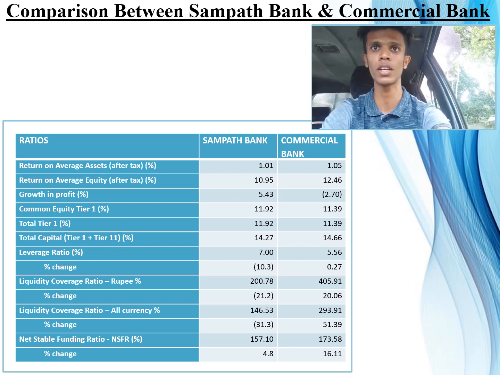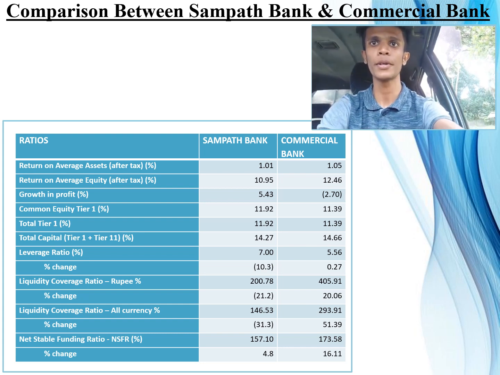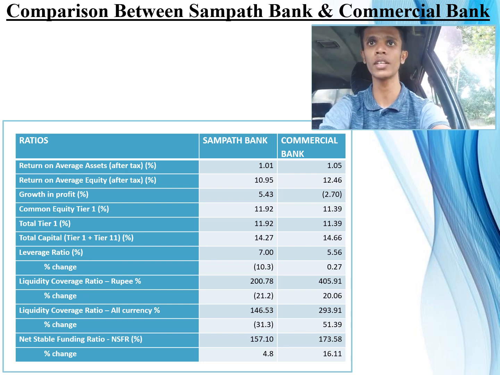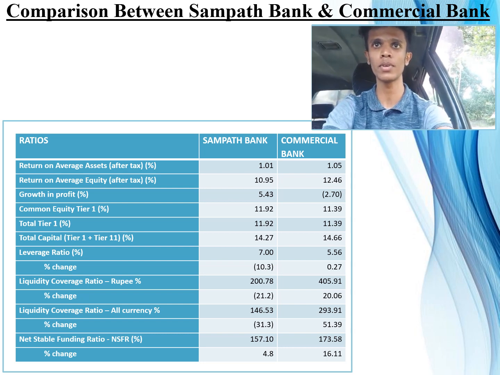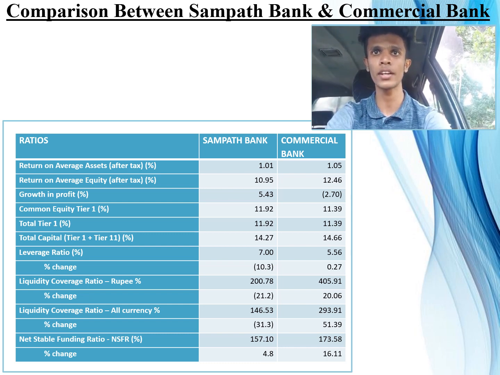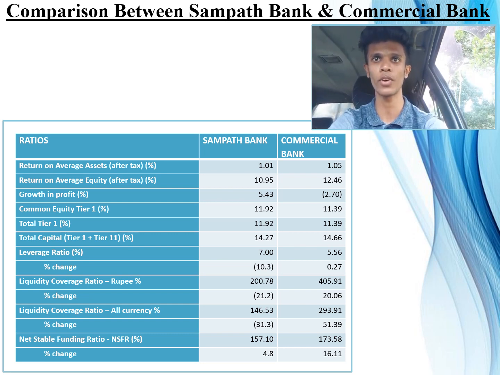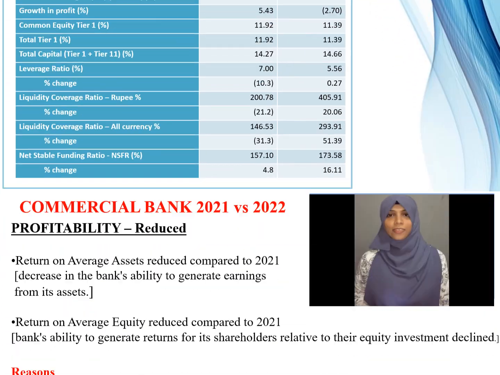In summary, the Commercial Bank generally exhibits slightly stronger financial ratios in terms of return on average assets, return on average equity, total capital and liquidity, but it faces a decline in profit. Sampath Bank has positive profit growth, a higher return on average assets and a stronger leverage ratio, which indicate better asset utilization and capital efficiency. The choice between the two banks would depend on various factors, including risk tolerance and financial objectives. Thank you. Thank you, Arjun.